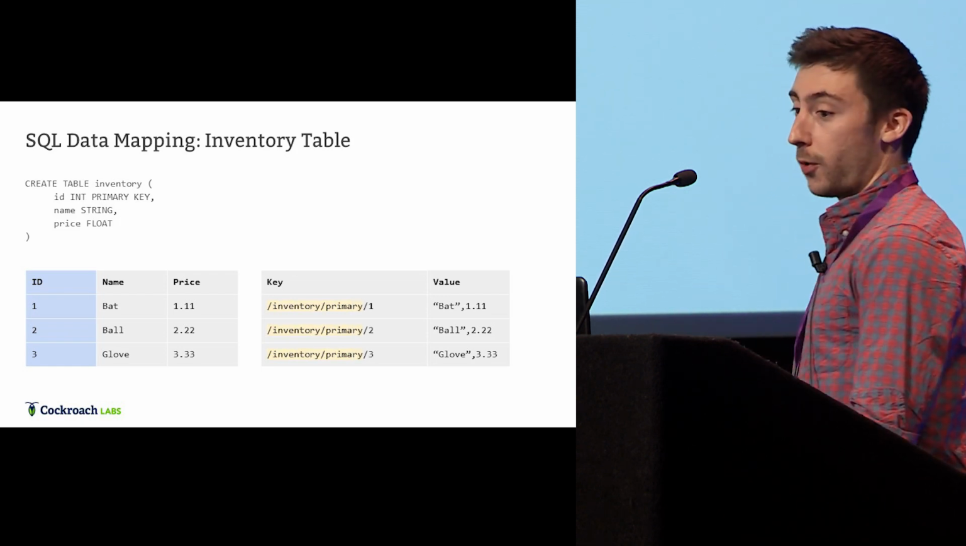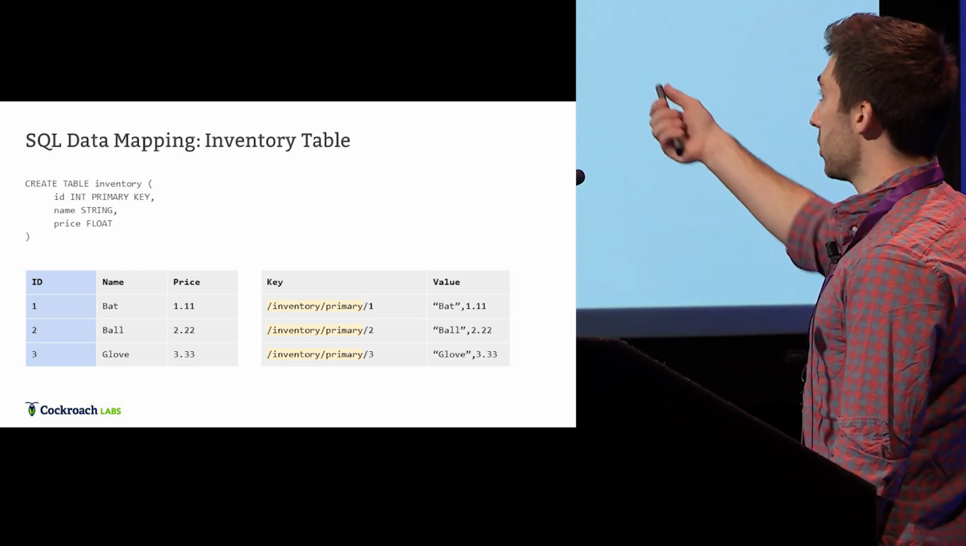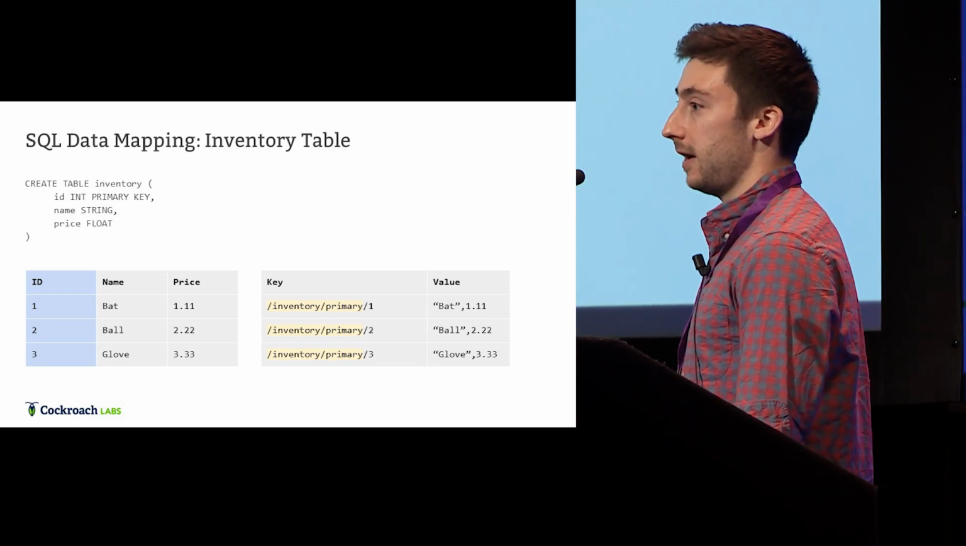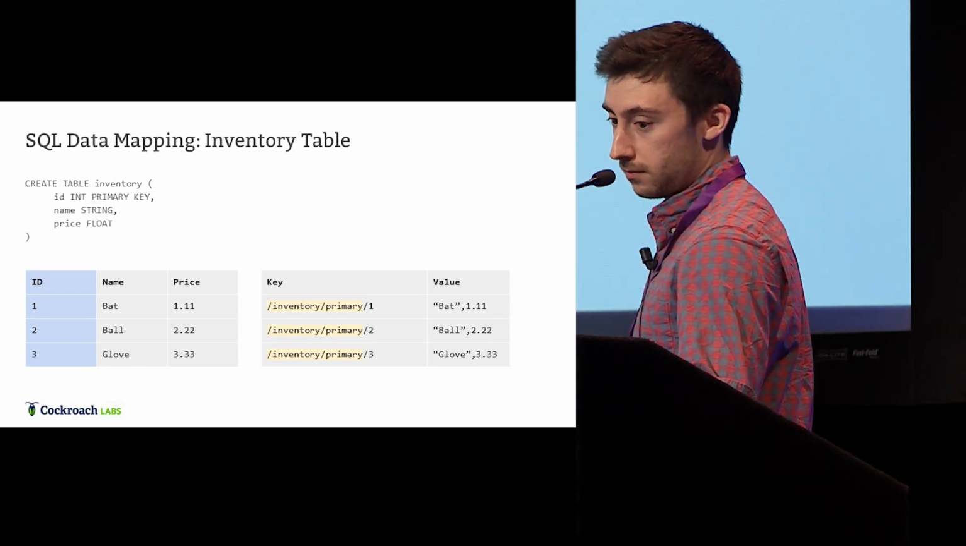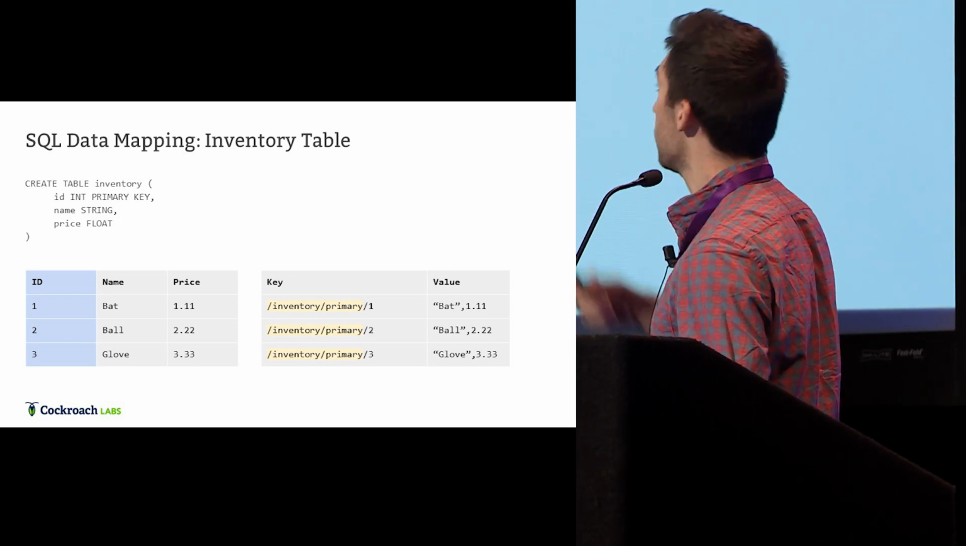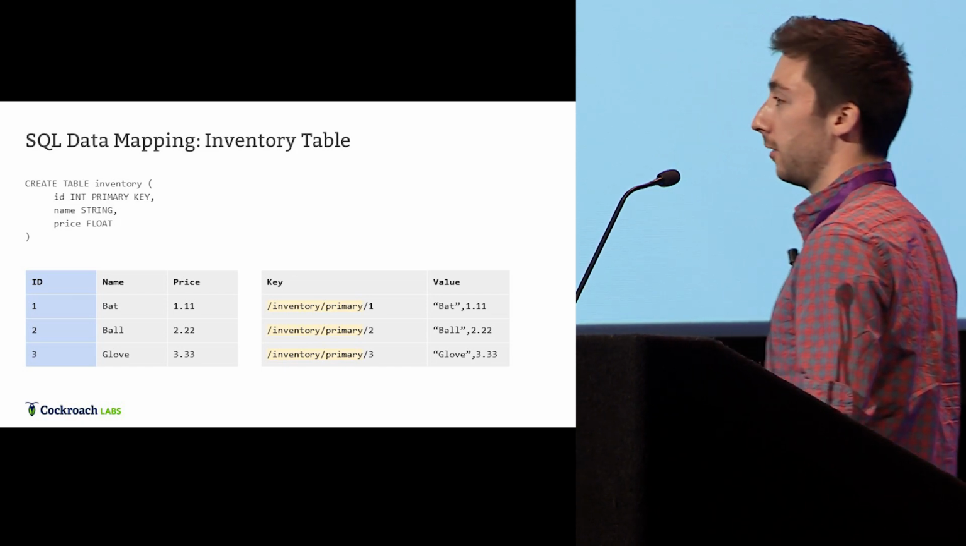So Cockroach supports multiple tables and indexes by just prefixing each key with the table and the index name. So this is what it looks like for an inventory table here.